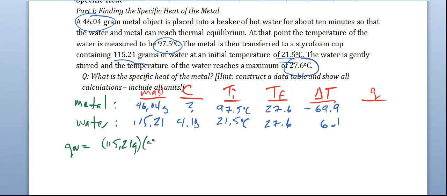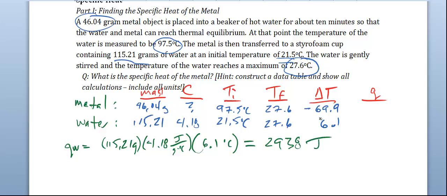Okay, 115.21, the specific heat of water, 4.18 joules, and the delta T for water was 6.1 degrees Celsius. And when you do that out, you should get 2,938 joules. All right. Okay, so we can put that in here. 2,938 joules. Now, if the water absorbed that much, we know that the metal released that much. So that would be a negative sign from the perspective of the metal, okay, because the metal lost that heat. It was exothermic for the metal.